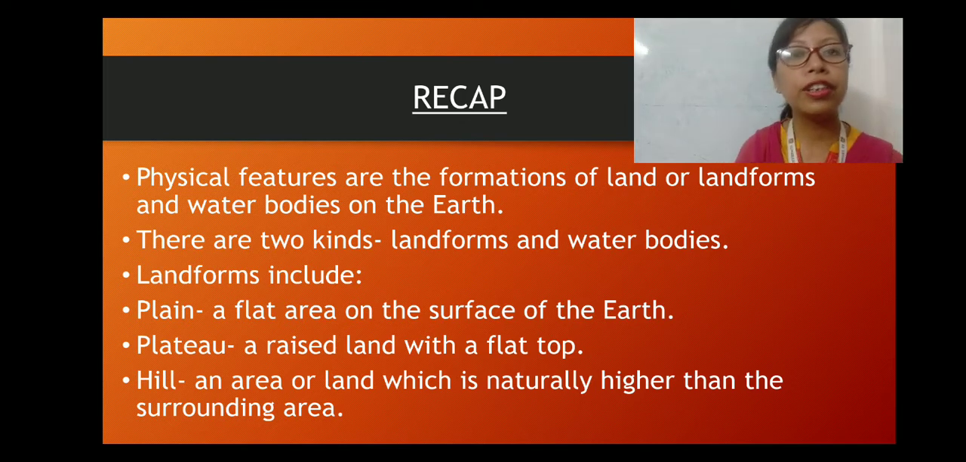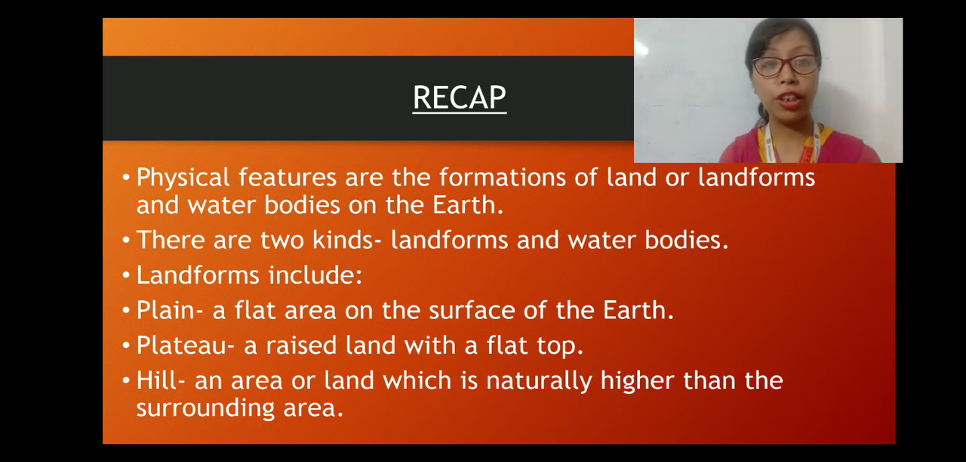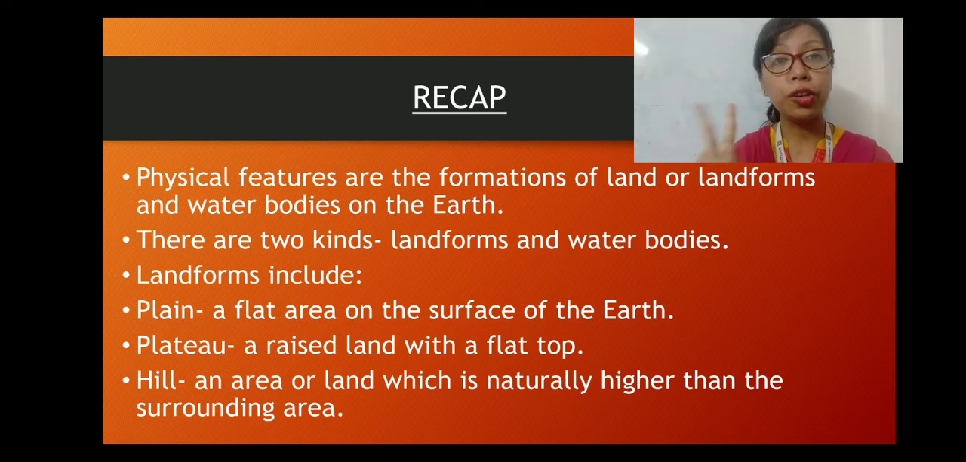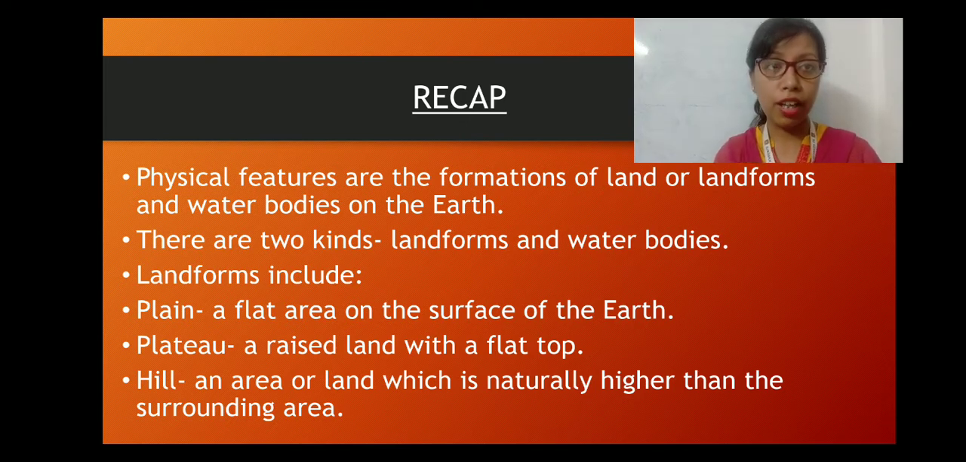So, the physical features are the formation of land or landforms and water bodies on the earth. There are two kinds of physical features. Number one is landforms and the next is water bodies. Now, landforms include different types. There are different types of landforms. Okay, so we are going to read the definitions.